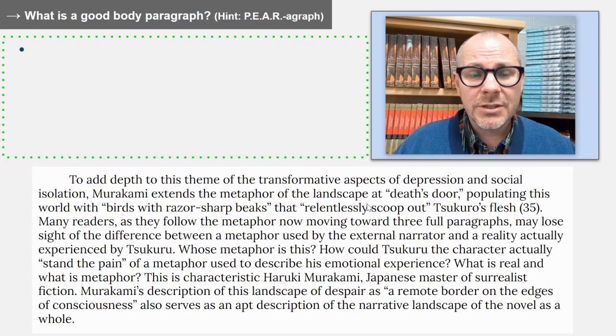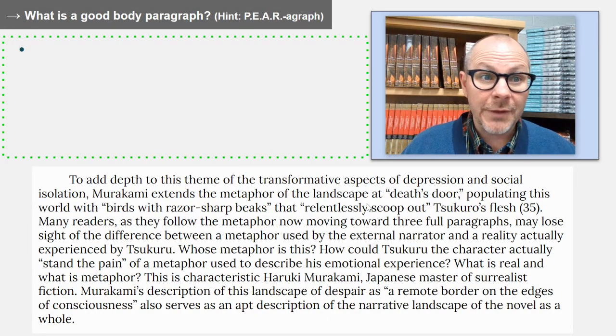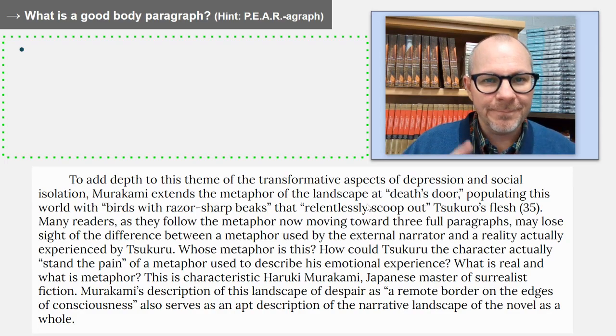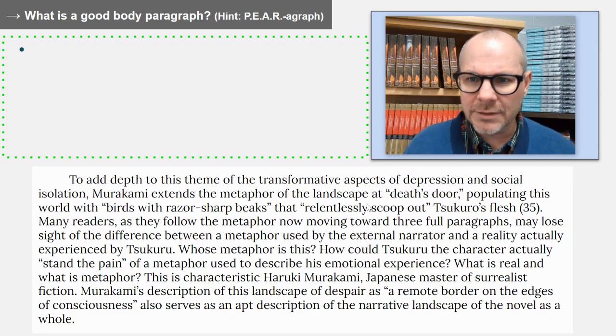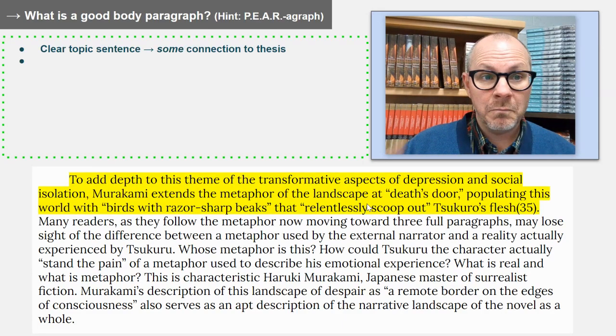Here we go. Let's start with an example of what I feel is a pretty good body paragraph. I wrote it. I feel it's pretty good. So pause the video if you want. Otherwise, I'll just dig into what's going on. What's happening in this paragraph? What are the things that are happening in this body paragraph?